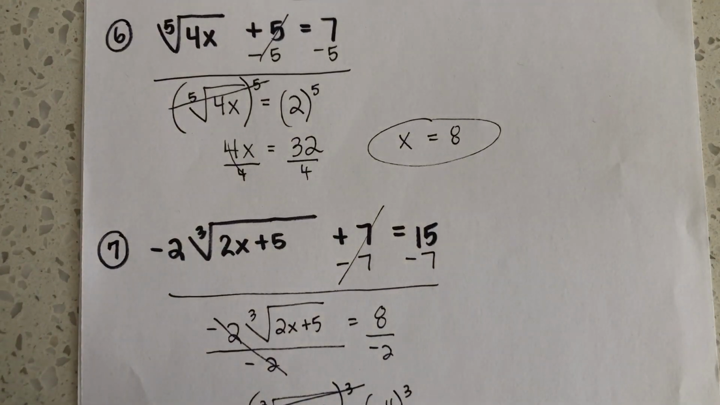So if you have to get rid of a radical, you're going to need a power. Okay? But just please remember to get the radical alone first. That is the number one mistake in this section.